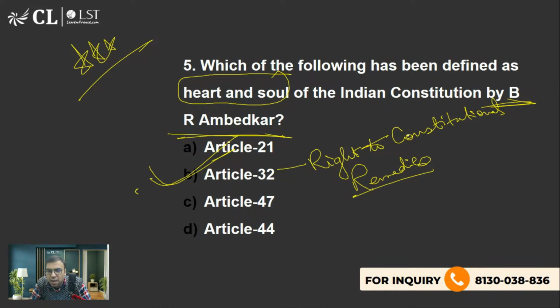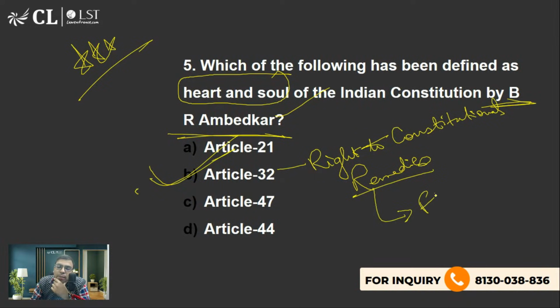Bhimrao Ambedkar said heart and soul of the Indian Constitution. Not Jawaharlal Nehru. Bhimrao Ambedkar said that Article 32 is the heart and soul of the Indian Constitution. But why? What is the idea behind this? Why is it so important that Bhimrao Ambedkar used this word? Yes, very good.